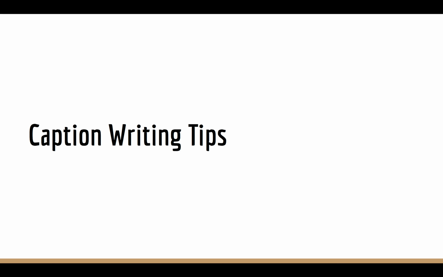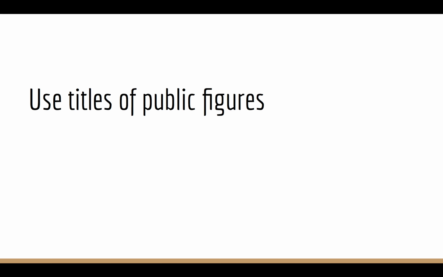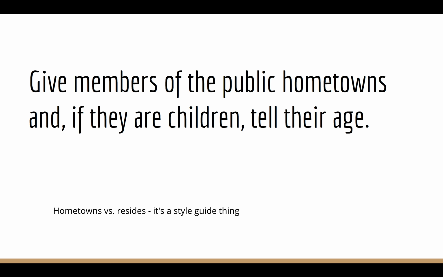So I just have some caption writing tips. Obviously I already did this one: use the present tense to describe the action in the photo. The photo is in the past, but it's happening now for your reader. I also covered this: use titles of public figures, so mayor, Indiana mayor, or South Bend mayor. Use these titles for public figures.